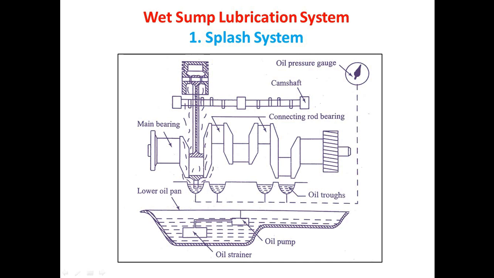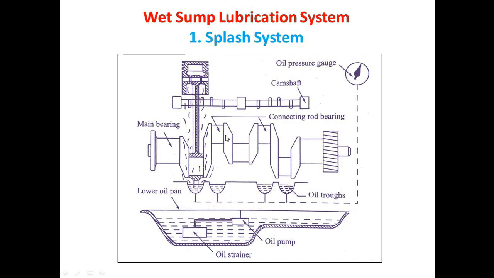Now we will see what are the different types of the wet sump lubrication system. We have the very first one, which is the splash lubrication system. Now in the schematic you are observing there is an oil sump. This one is the oil sump, which contains the oil strainer as well as the oil pump. The oil strainer works as a filter and the oil pump provides the energy for the lubricating oil. This oil sump is also called a lower oil pan.